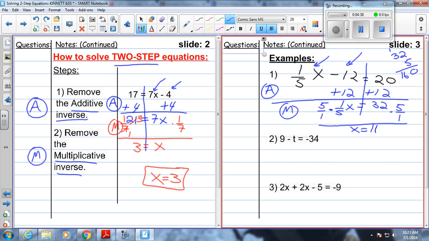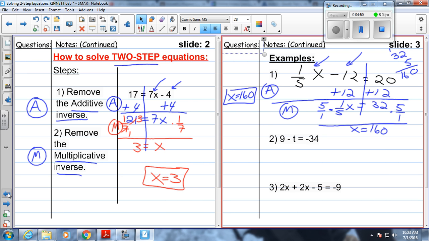And we got the answer of 160. So x equals 160. Again, we have to do the additive inverse in the first step, and then the multiplicative inverse in the second. Now problem 2 looks like a one-step problem, but in fact it is 2 steps, and it's because of that minus t that's in there.